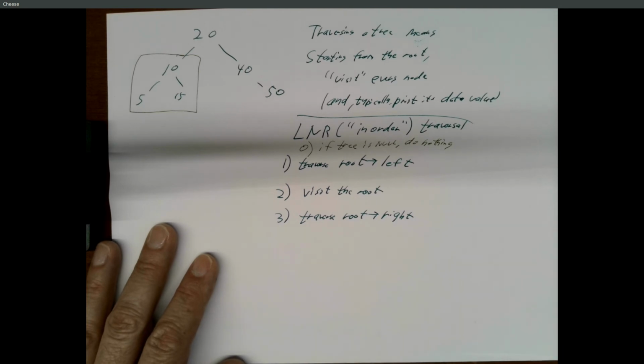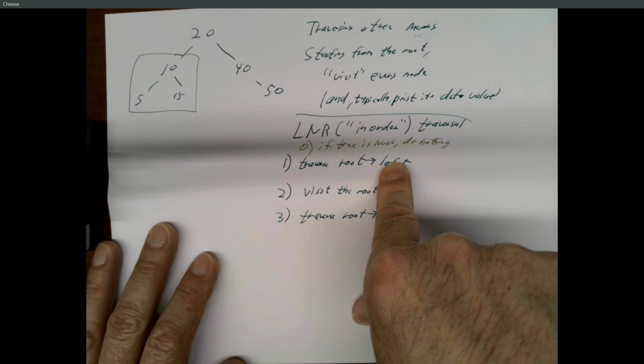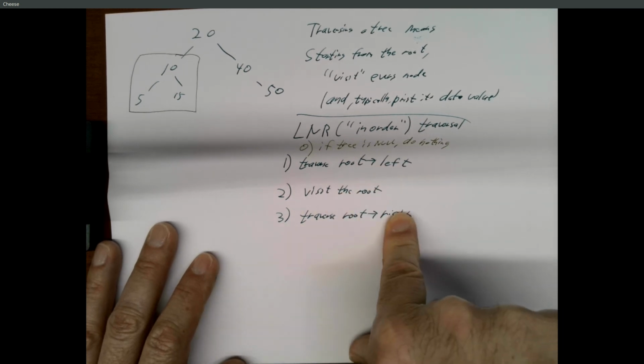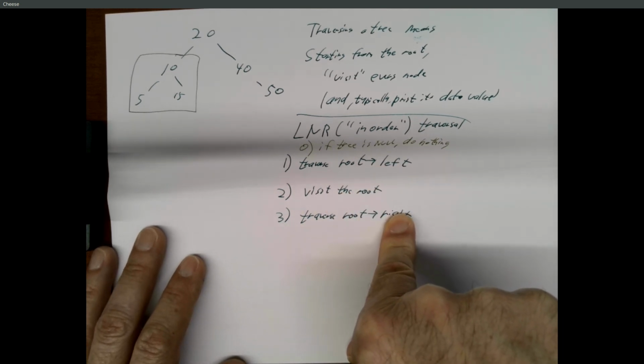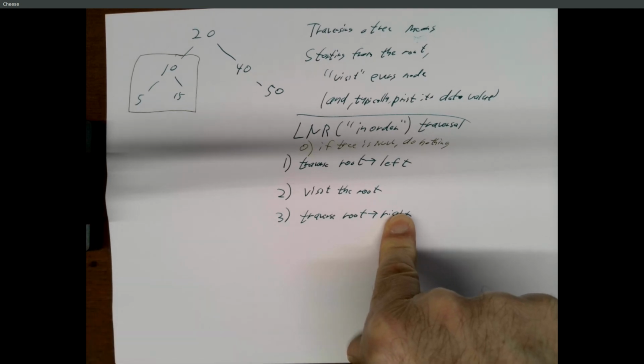We could write another algorithm called RNL, and step 1 would be traverse the right subtree, then visit the root, and then traverse the left subtree. Guess what happens if you do that? You get your data in decreasing order.